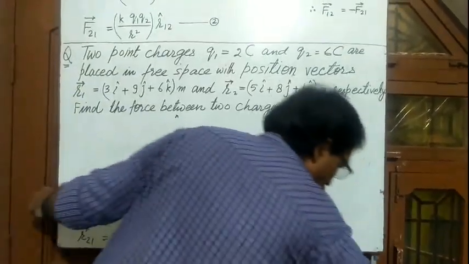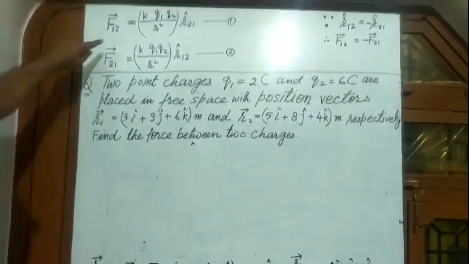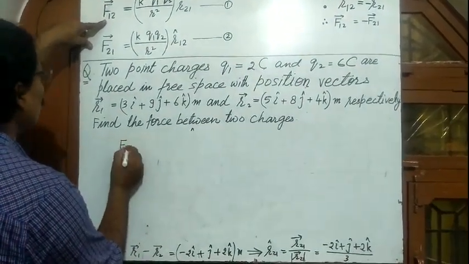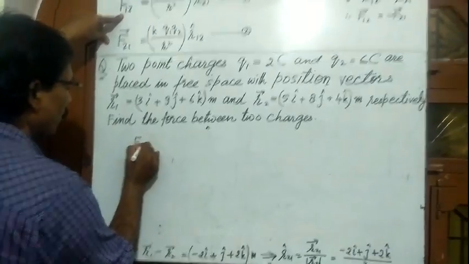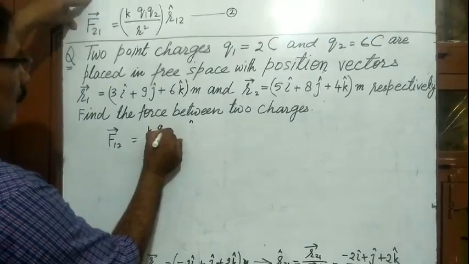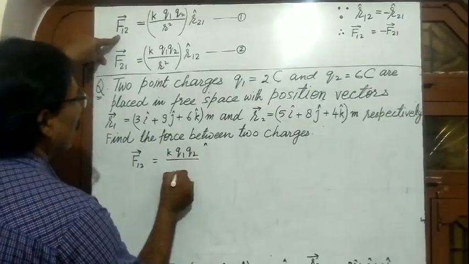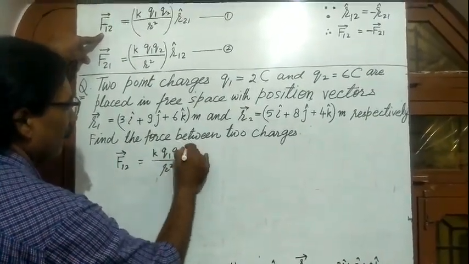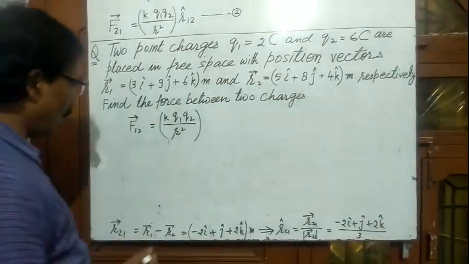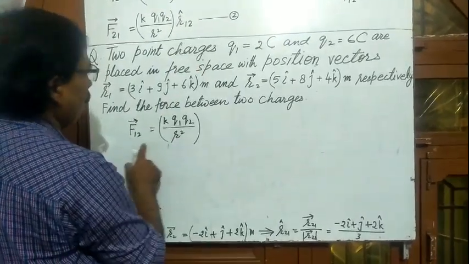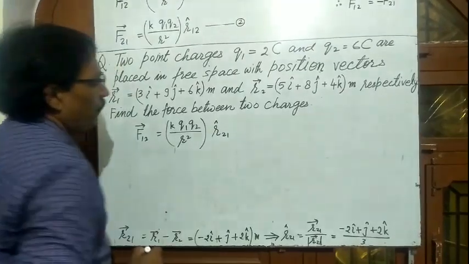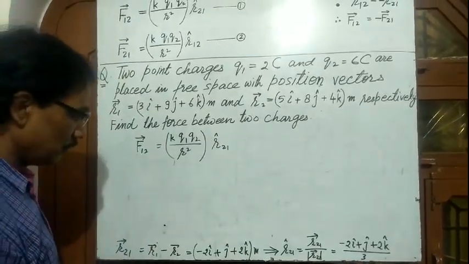Suppose we want to find this force. We will find F12, the force acting on charge Q1. This F12 will be K Q1 Q2 by R square, where R is the magnitude of this vector R12, into the unit vector R21. Right. Now put the values.